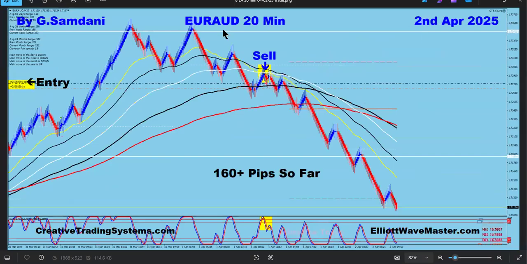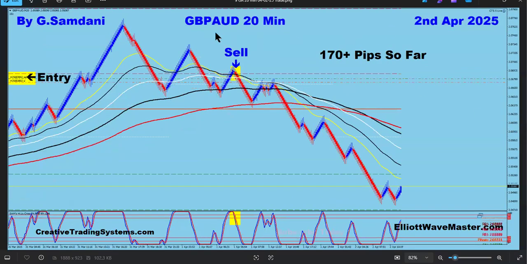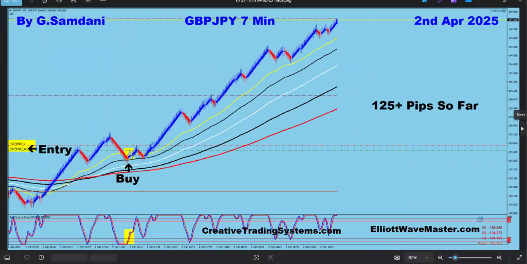Now this one is Euro Aussie. After going all the way to the upside, it started to come down here, and 160 pip to the downside on April 2nd. April 2nd, Aussie got strong, right? So Euro Aussie and pound Aussie both dropped. And this pound Aussie is dropping. And let me see if I have the, no.